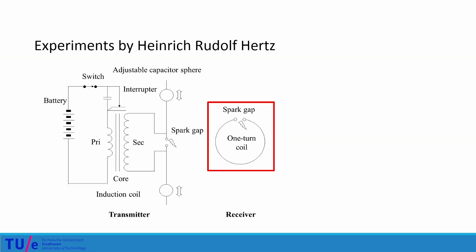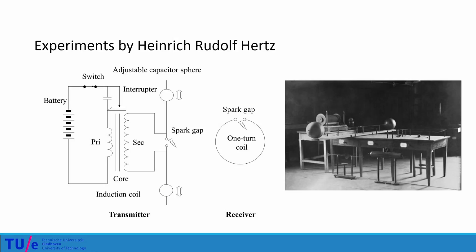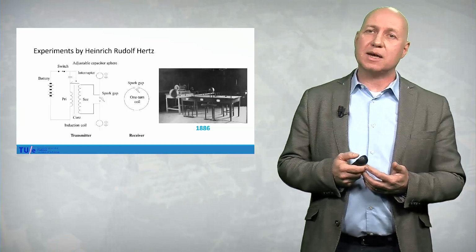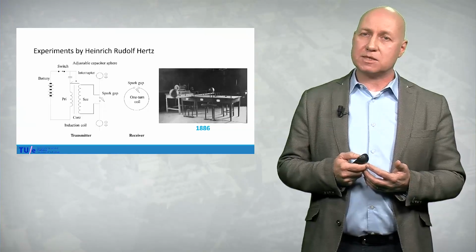On the receiving antenna, which was placed at several meters distance, he could observe sparks. The receiving antenna consisted of a single loop ending in a spark bridge. This is a photograph that Hertz himself made of his experimental setup, and we're talking about the year 1886, 13 years after Maxwell first wrote down his Maxwell equations.